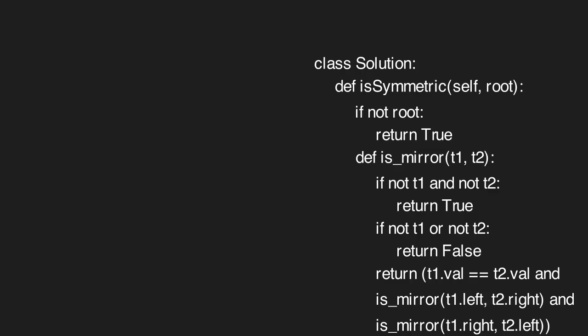Our helper function is now completely defined, but it remains dormant. To trigger the symmetry verification for the entire tree, we must initiate the first call from within the main isSymmetric function scope. We execute is_mirror, explicitly passing root.left as the initial t1 argument, and root.right as the initial t2 argument. We then return the final Boolean result produced by this initial, top-level recursive chain.